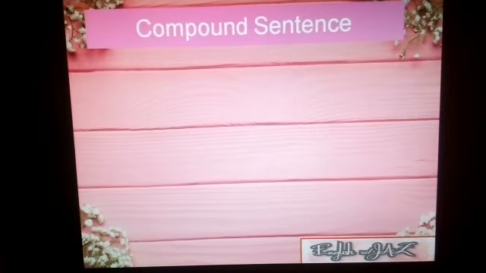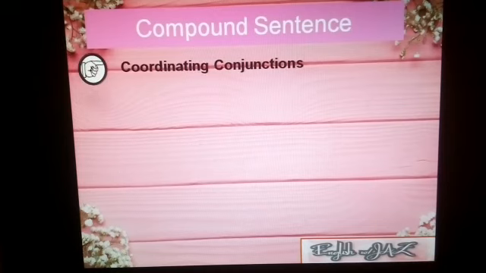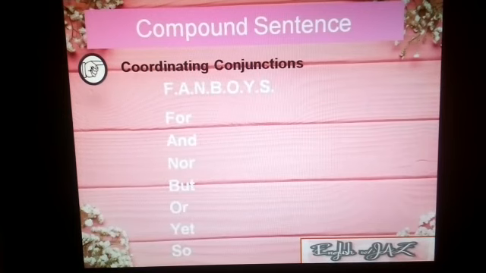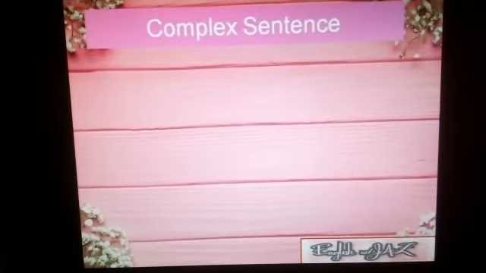So how can we easily identify a compound sentence? All you have to do is to look for a coordinating conjunction in a sentence. What are these coordinating conjunctions? We can remember them through the acronym FAN BOYS: for, and, nor, but, or, yet, and so. But remember, not all sentences with these conjunctions can be considered a compound sentence. We still need to look for two independent clauses joined together by these coordinating conjunctions.